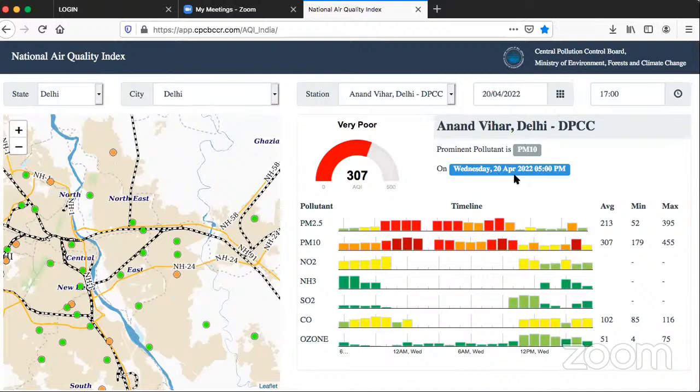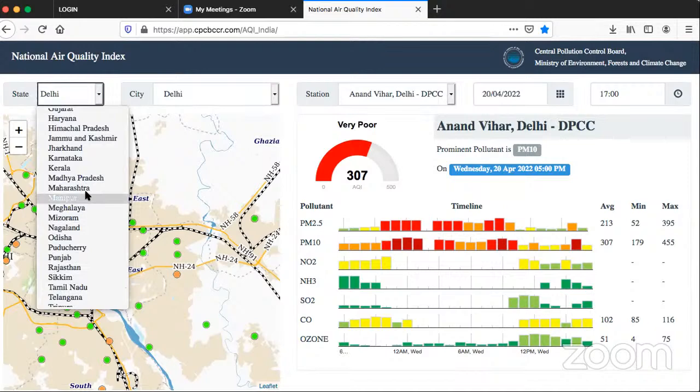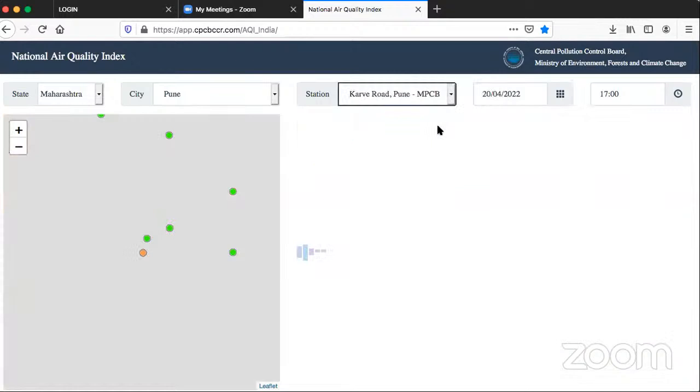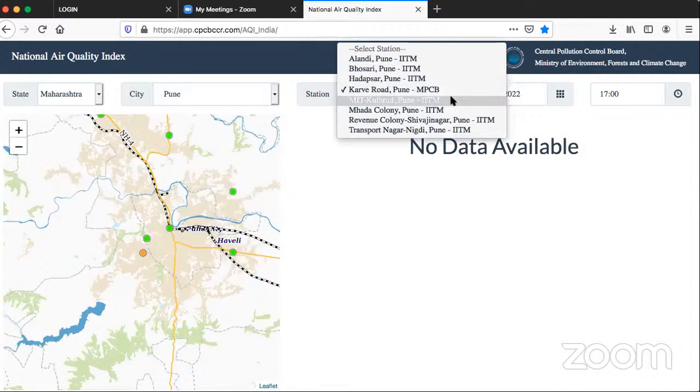and it's very recently taken. Can you see this date? Wednesday, 20th April at just 5 p.m. they have taken this data. Now let's select Pune for example. So basically you can look for data of any of your cities. So right now we are on Karve Road. Okay. Or you can look at Kothrud.